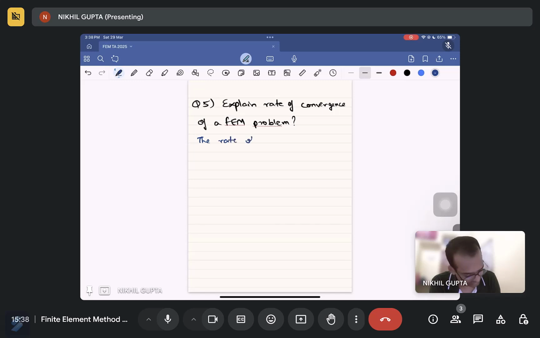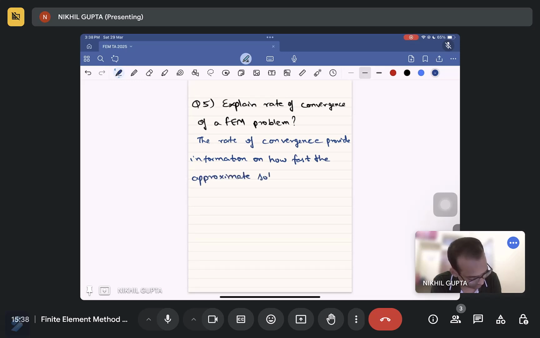So the rate of convergence provides information on how fast the approximate solution converges towards the exact solution.